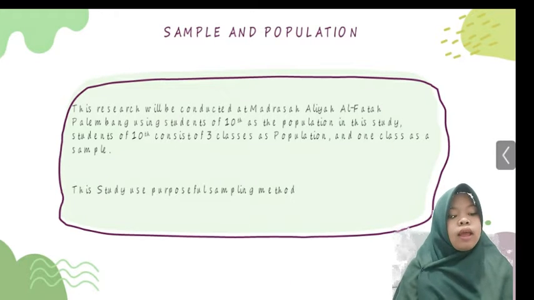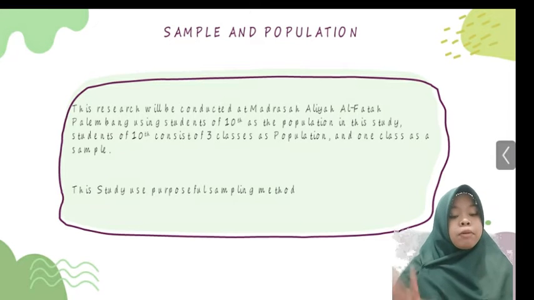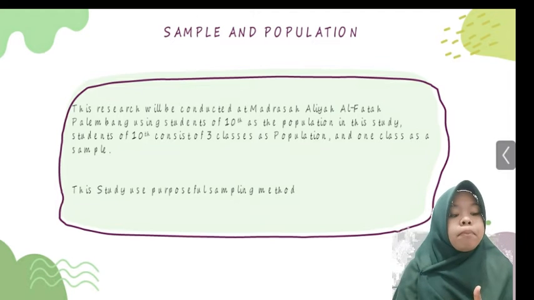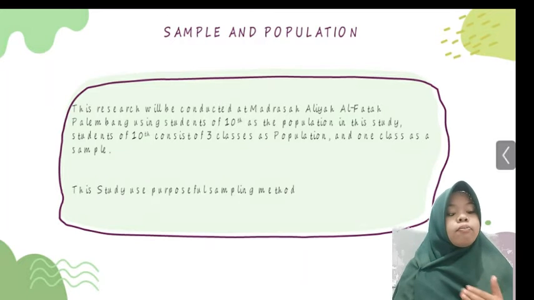In the study, for the sampling method I use the purposive sampling method. What is the purposive sampling method? The purposive sampling method is a sample assignment method by selecting certain samples that are assessed according to the purpose of the research problem in a population.